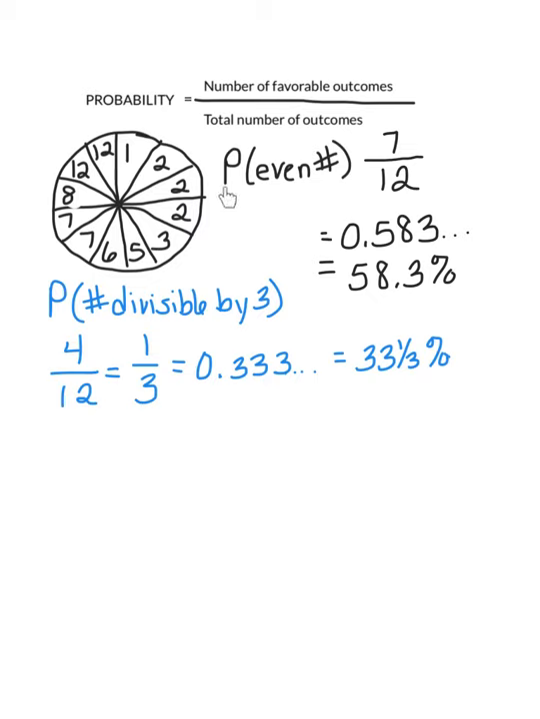Are we more likely to spin an even number on the spinner, or are we more likely to spin a number that is divisible by 3? And looking at my two answers, I have a 58.3% chance of spinning an even number and a 33.3, or 1/3, percent chance of spinning a number divisible by 3. So therefore, if I were to compare these two, the probability of spinning an even number would be greater than the probability of spinning a number that is divisible by 3.